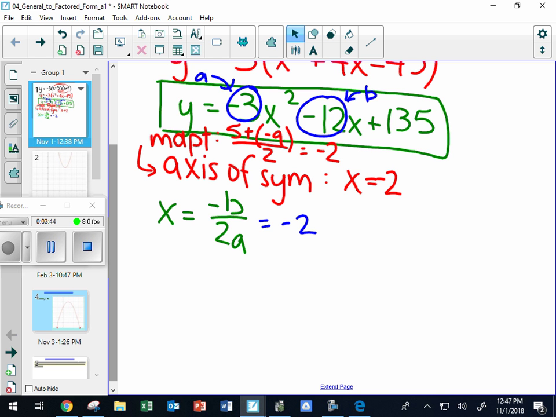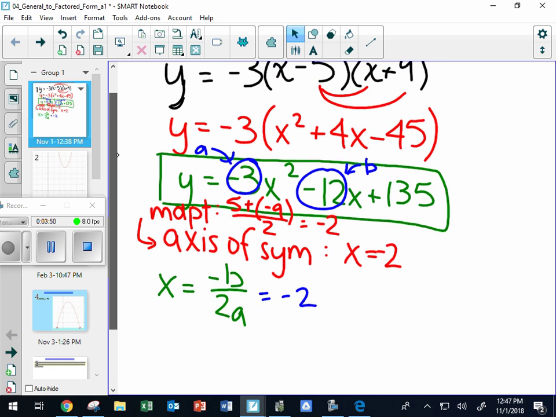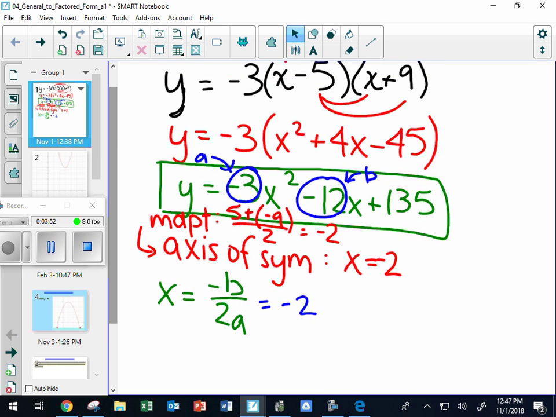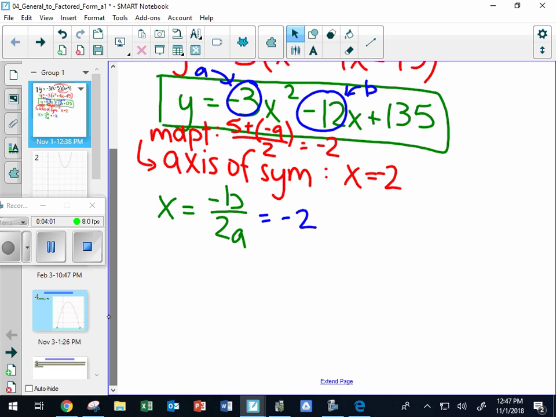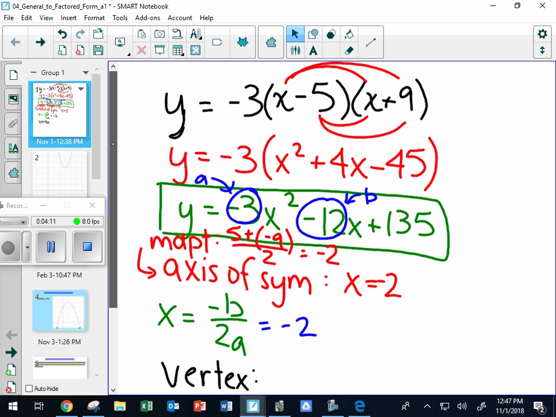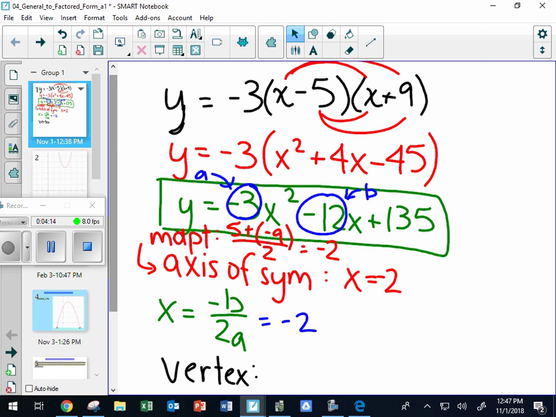So how can we find the vertex with just an x value? Yeah, we can just plug the x in. Doesn't matter if we use the factored form or if we use the general form. It doesn't matter. You can plug it into either one. All right. So what was the vertex? I want to put it into this top equation just because I think it might be a bit simpler for us.